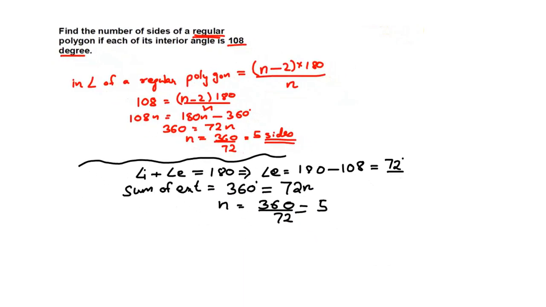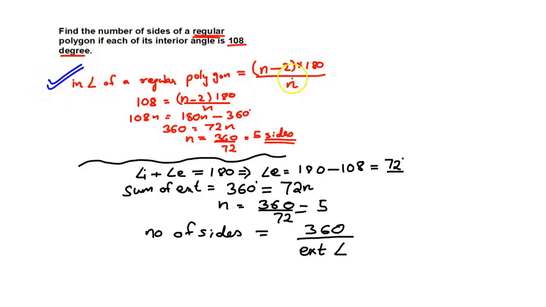And you can learn the direct formula also. It's like this. Number of sides is equal to 360 upon exterior angle. Okay, both of them are valid formulas. Interior angle of a regular polygon is (n minus 2) into 180 upon n. And number of sides is also equal to 360 divided by exterior angle. And these are only applicable for regular polygons. Now let's try another question.